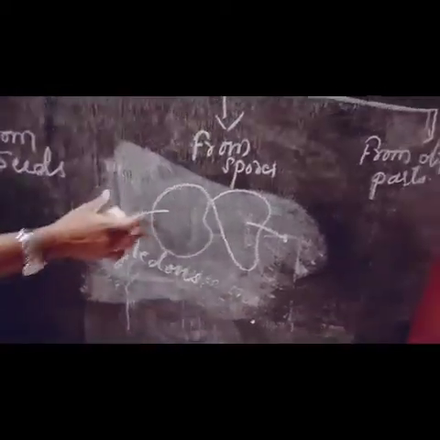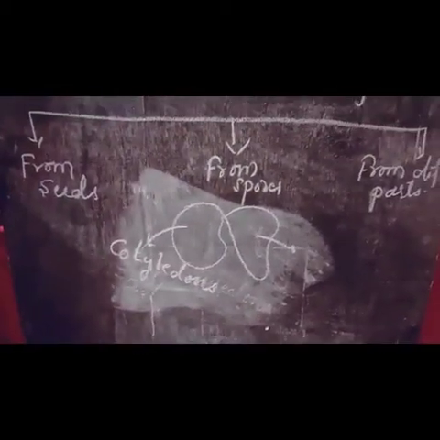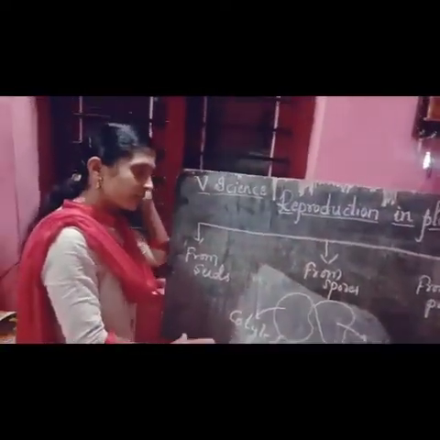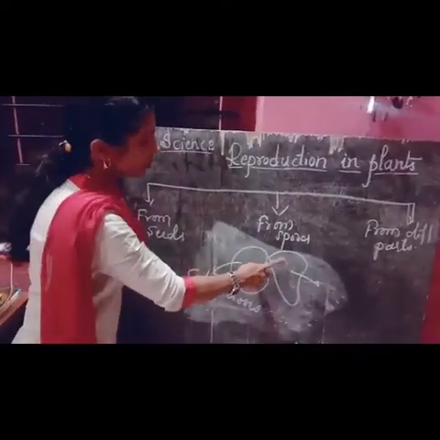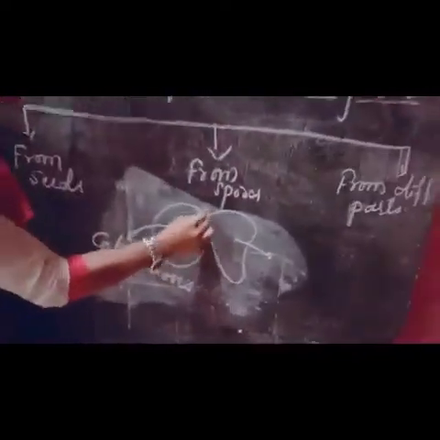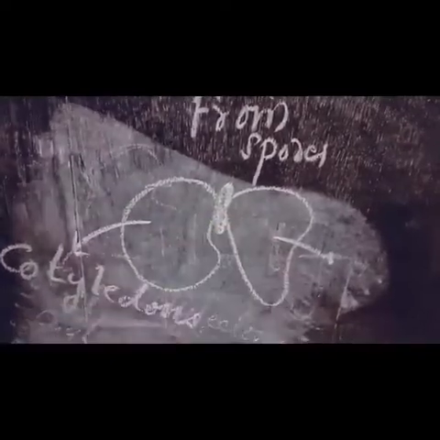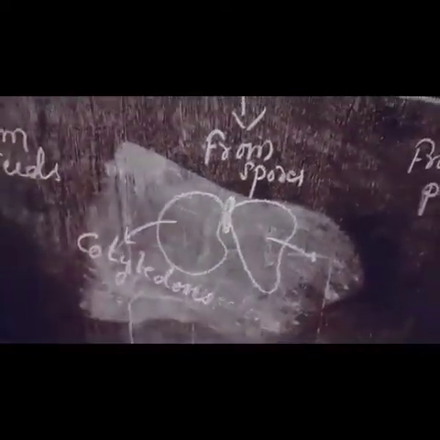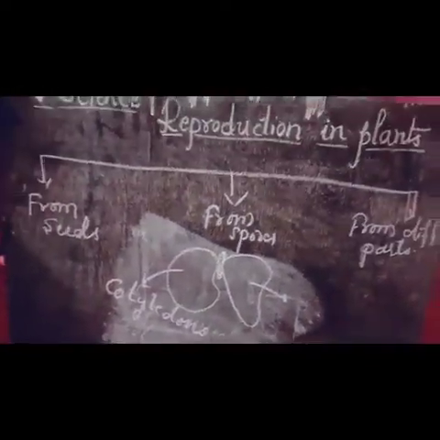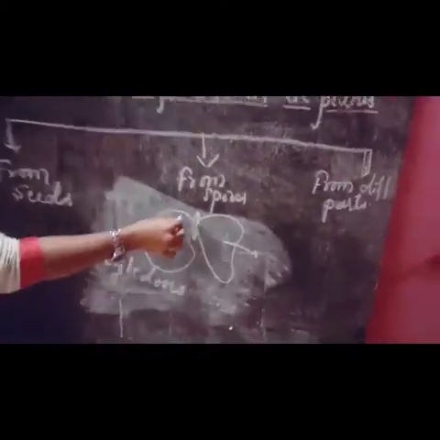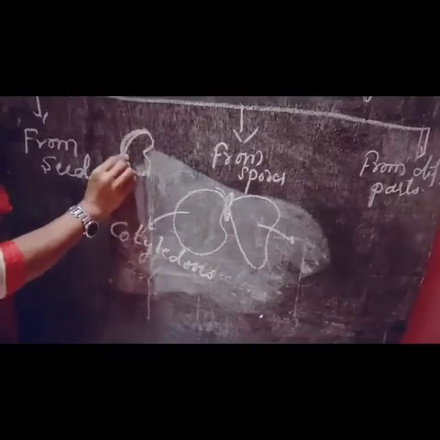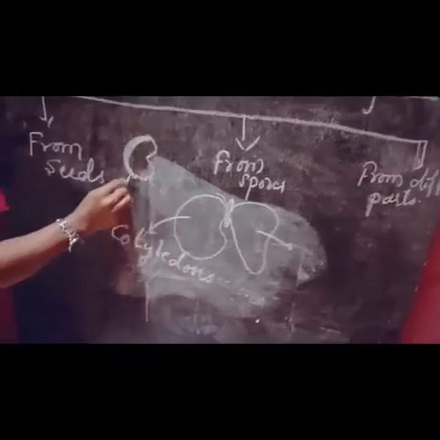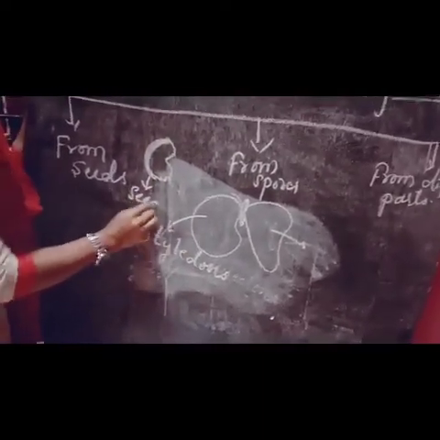The main function of the cotyledon is to store food material, and it provides food material to the growing embryo. You can see the embryo here inside this seed. Now if you take the seed and rub it a little bit, you can see a small thin layer comes out from the seed. This thin layer is called the seed coat.